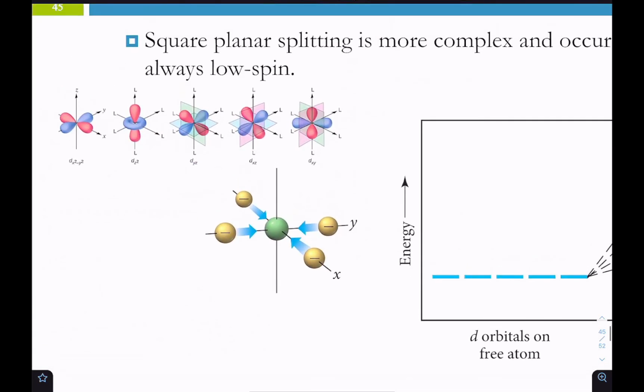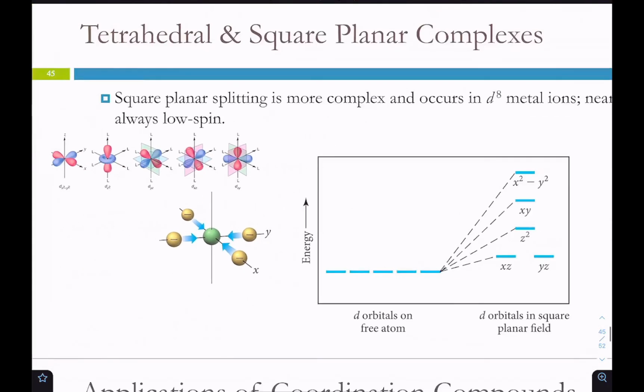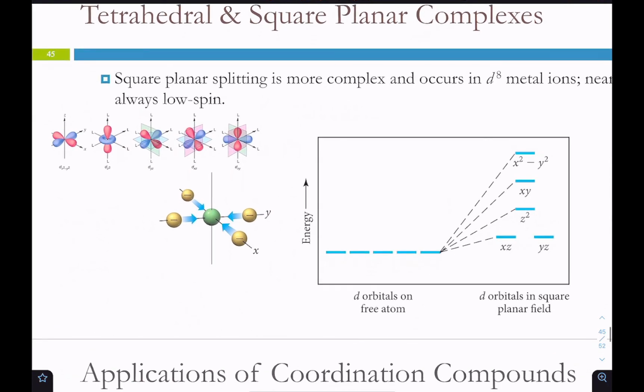And then dz squared, I can't exactly explain that one. I guess in some orientations, 2 of these might be aligned with the poles there, but it's going to be less affected than xy and x squared y squared. And then these 2 that are intersecting the vertical plane are going to be pretty much unaffected. But all of it comes down to the proximity of the ligands to the d orbitals.